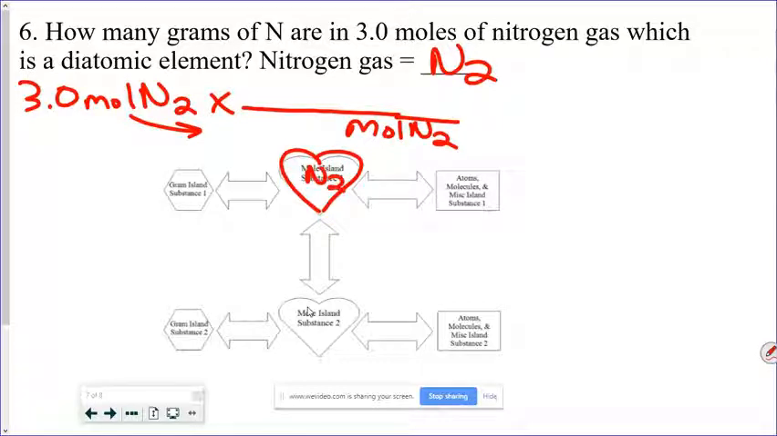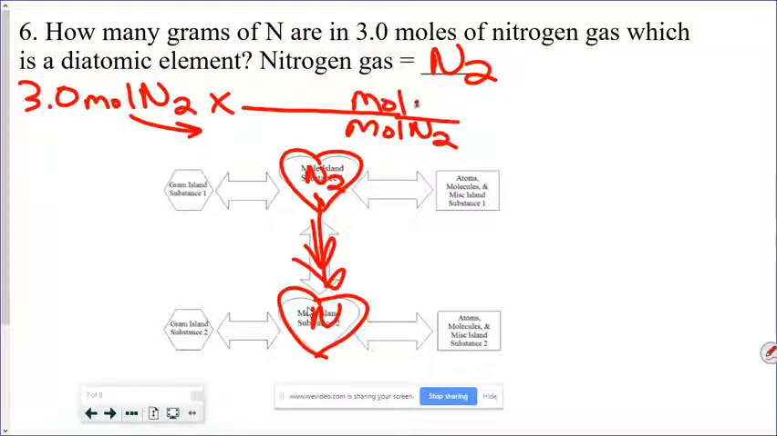But we want to know how many grams of nitrogen. Well, N2 and N are different substances. So we do, in fact, have to go across this bridge. So we can go from moles of N2 right up here on the top, we can go down to moles of N. We can absolutely do that. And so that's what we'll do, moles of N. Do we want our answer in moles of N? No, we want it in grams of N or grams of nitrogen.